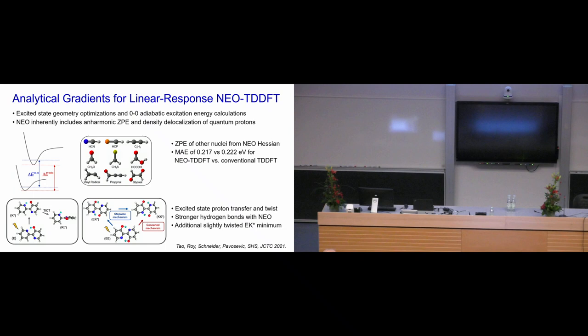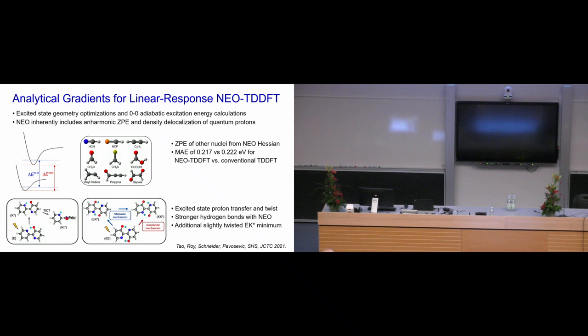And what we find when we look at these nine molecules is the mean absolute error is a little bit smaller than it would be for regular conventional TDDFT. The largest error, it turns out, is actually in the electronic part. So we're not doing that much better, but just a little better by quantizing the protons. We've also looked at excited state proton transfer. We've optimized all of these geometries for a single proton transfer and a double proton transfer. And the general take-home message is that quantizing the protons strengthens the hydrogen bonding interactions. The delocalization tends to strengthen the hydrogen bonding interactions in both the ground states and the excited states, but especially in the excited states.